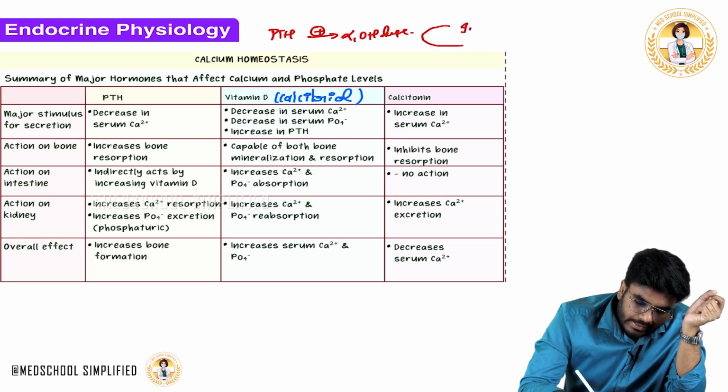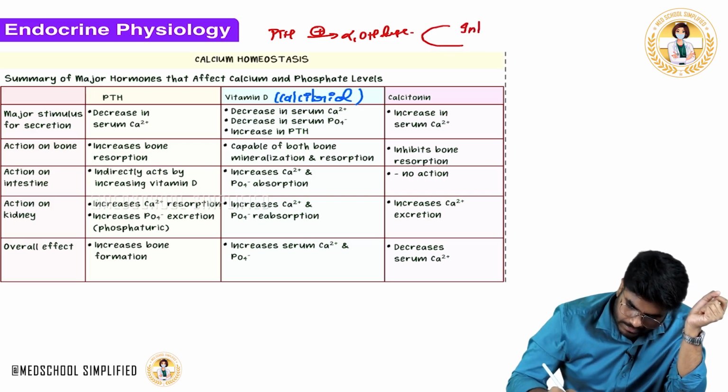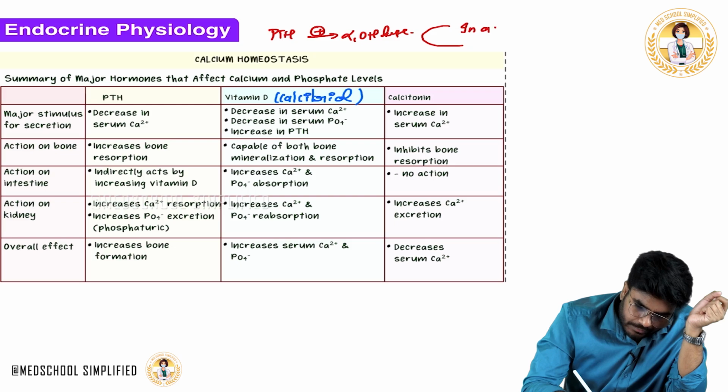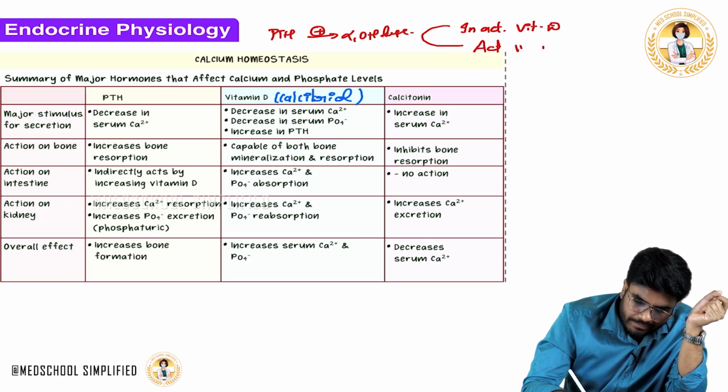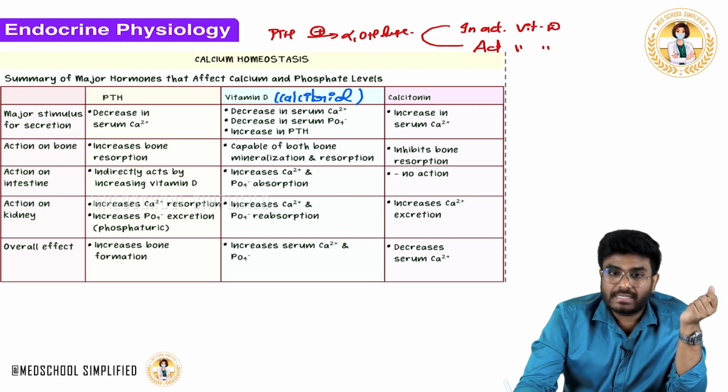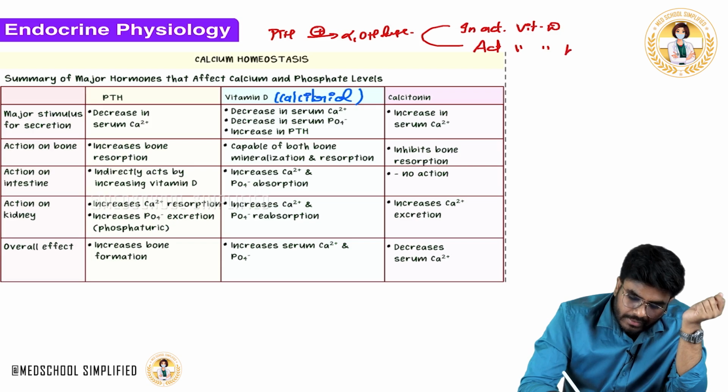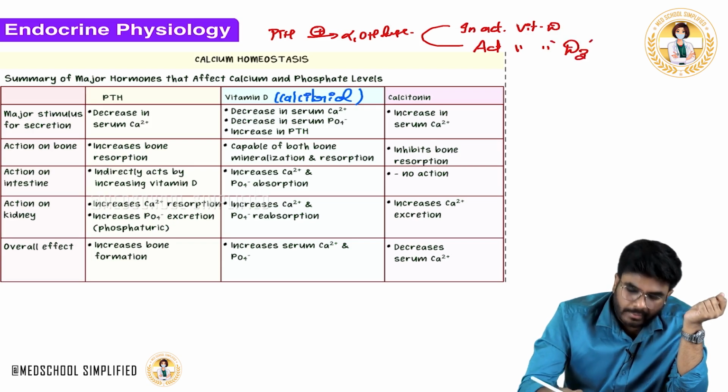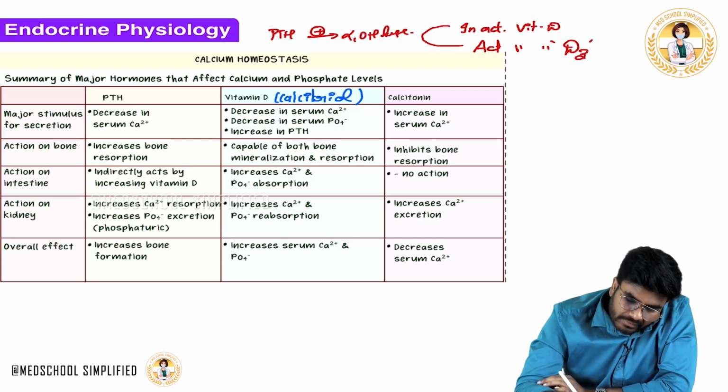It will convert the inactive vitamin D into active vitamin D, which is also called calcitriol. This is the active vitamin D3. Now, what will this vitamin D3 do? This vitamin D3 will go to the GIT.